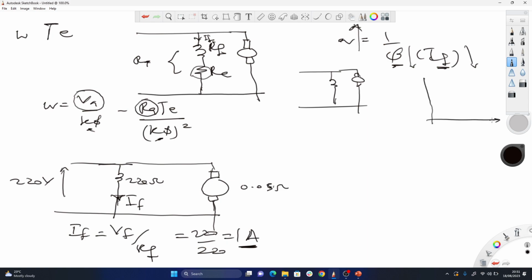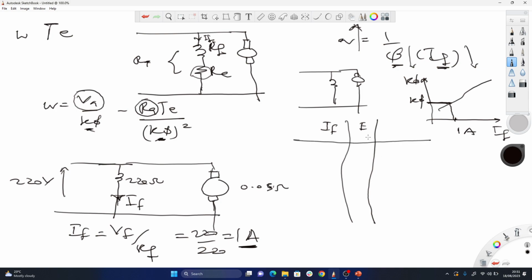That means that if I'm able to plot a graph of K phi against IF, it looks like this, and I come and find 1 amp on this curve here, I'll find the value of the K phi that's causing this under this state of operation. That's what I want. I want to find K phi. But in the question I was given IF against E. But I said I want to plot a graph of IF against K phi. But I know that K phi is equal to E over omega M.